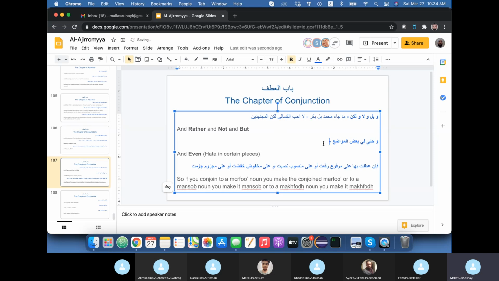So in this case, this is also a conjunction because you're conjoining what comes after even to what comes before it, right? So you say مات الناس حتى الأنبياء.